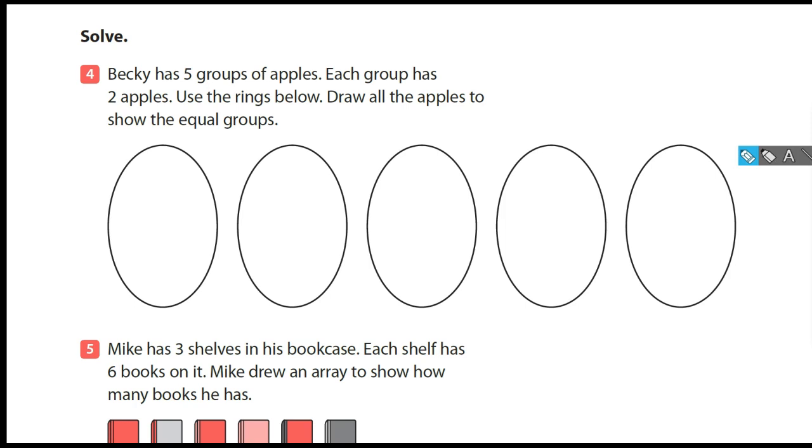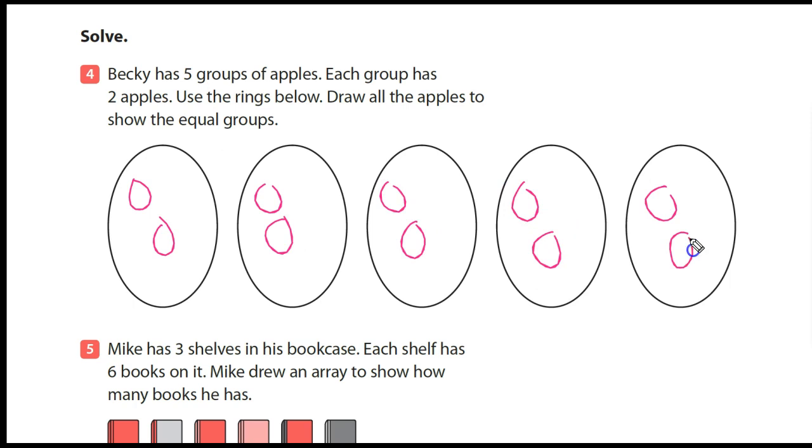Do I really have to draw the apples perfectly? No, I'm just going to use circles instead, or squares, whatever you want. One, two. Two in each group. It says draw all the apples to show the equal groups. That's it. Does it ask you to write a multiplication equation? No.